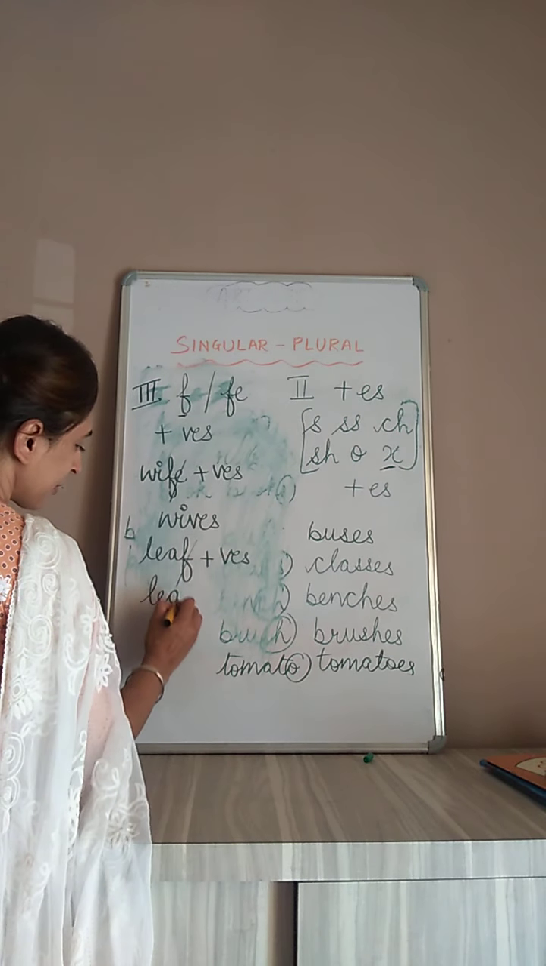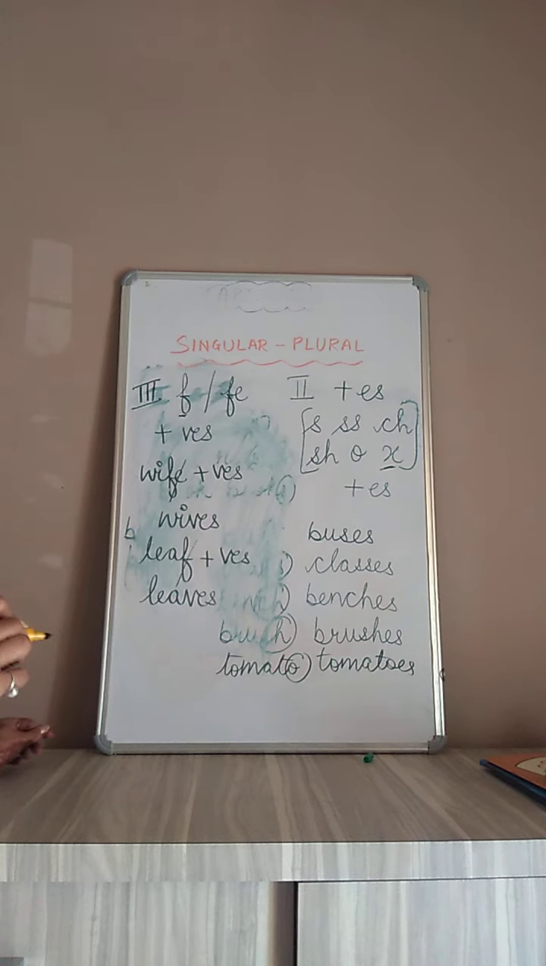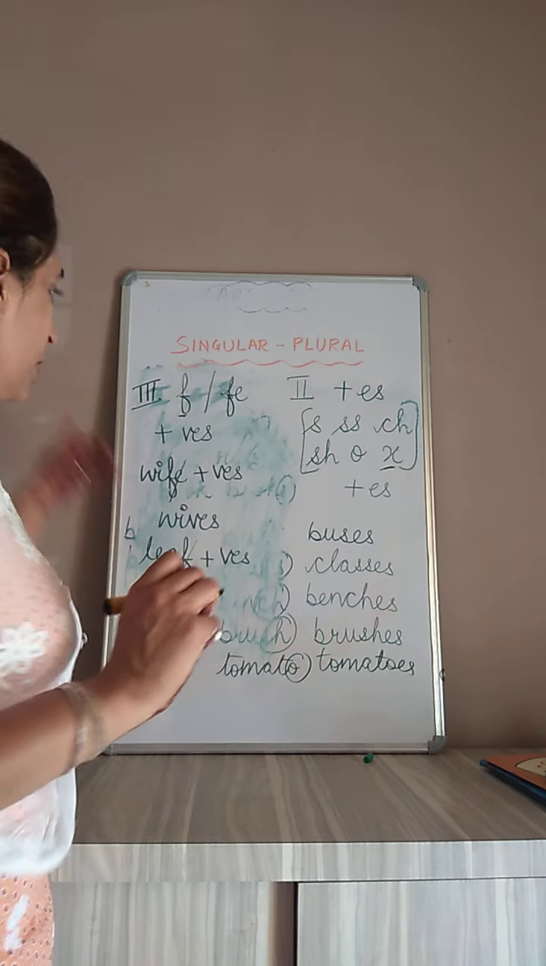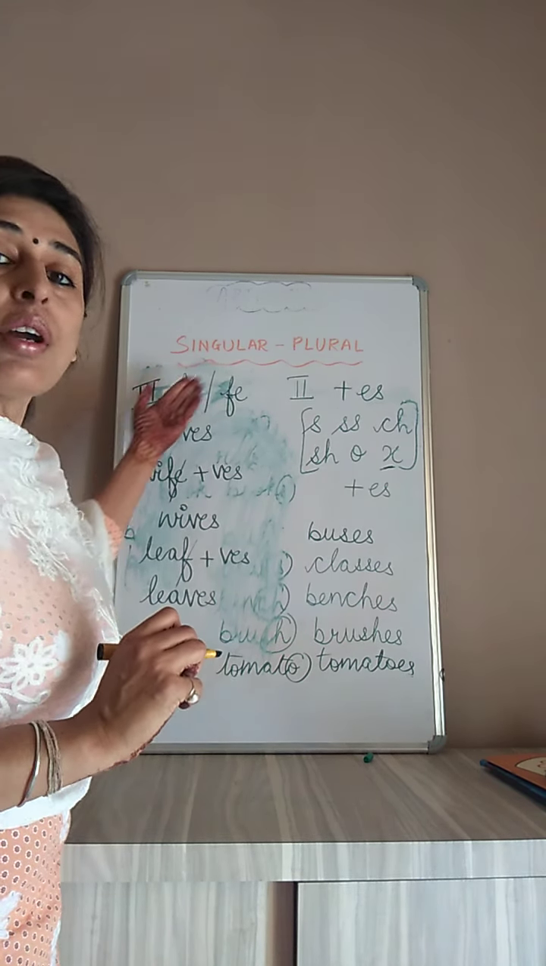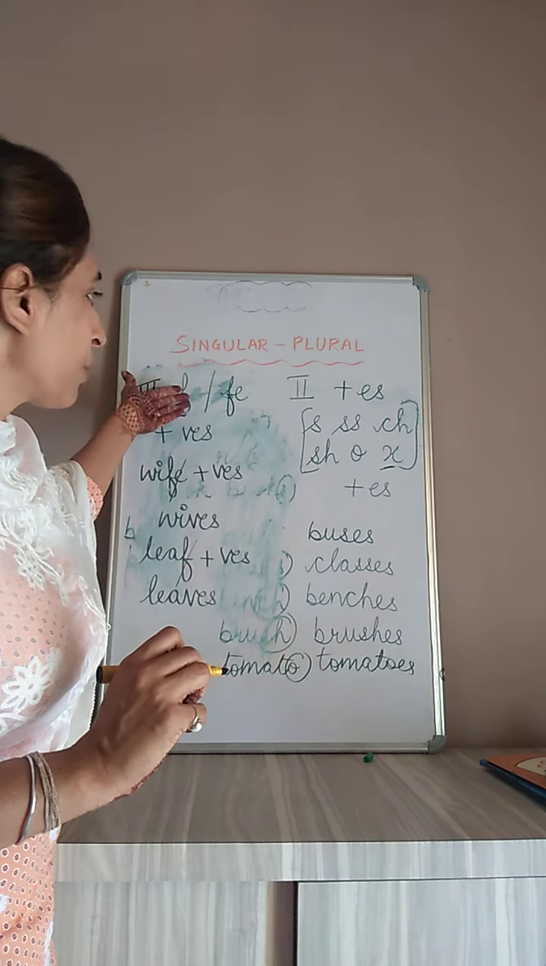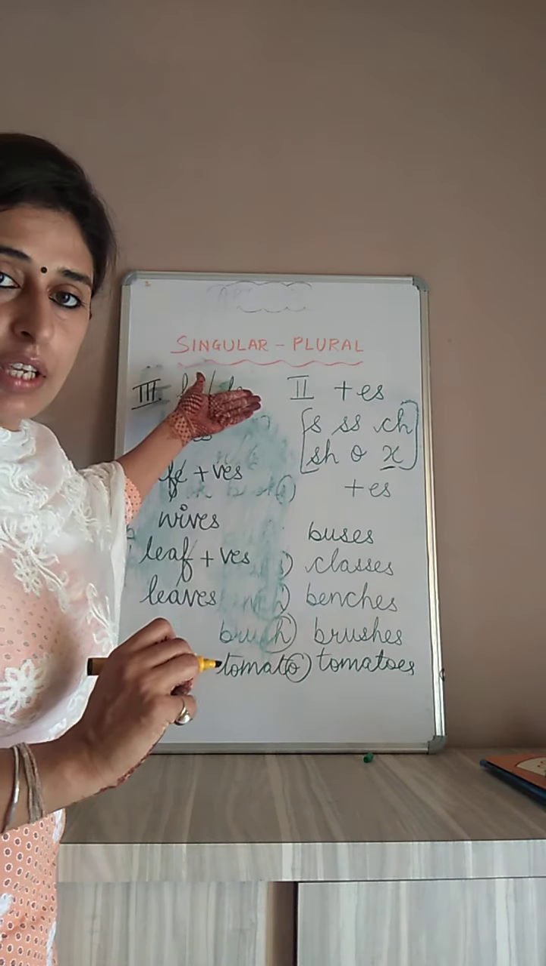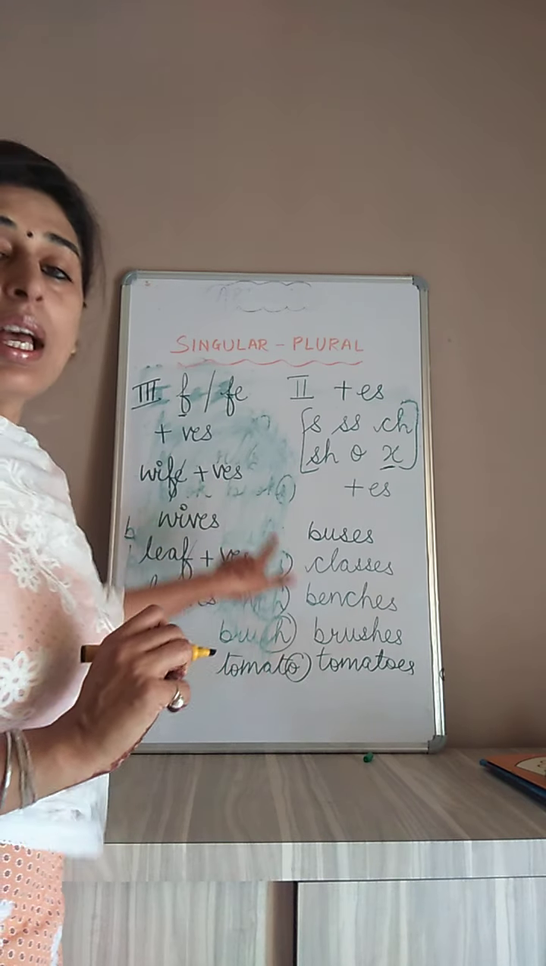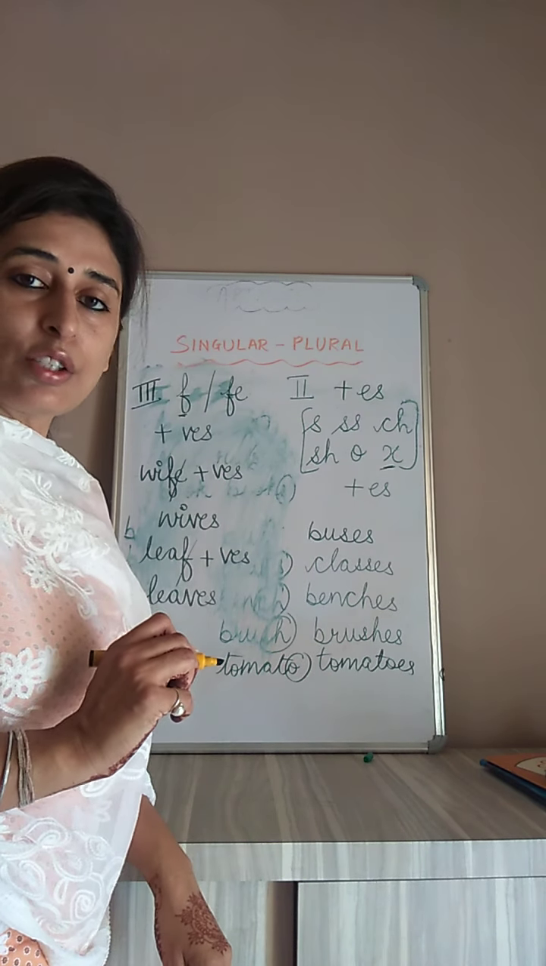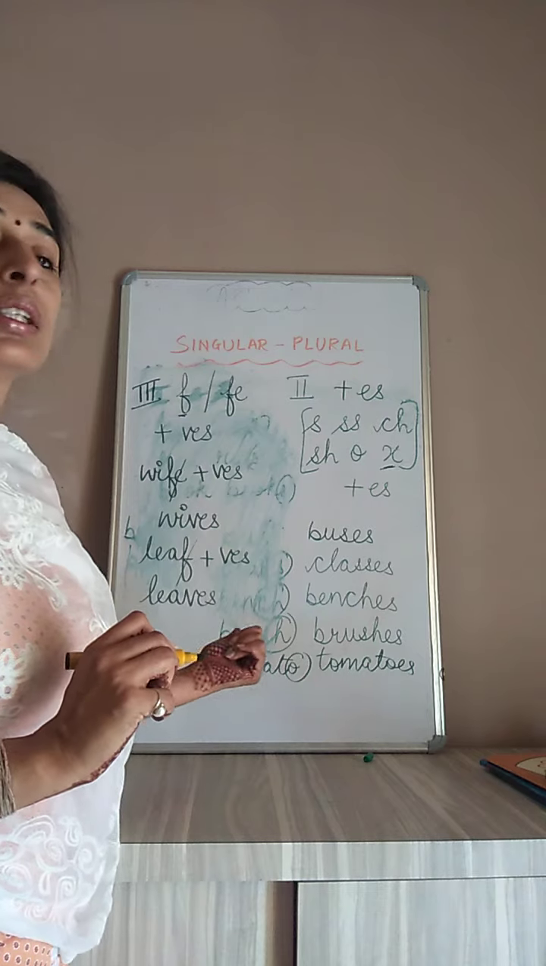Example, leaves. So the words which end with f or fe, we drop or strike off this f or fe and we add ves at its place. Clear, children? This was rule number 3.